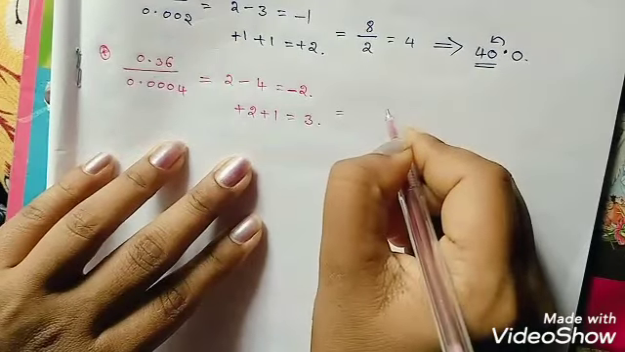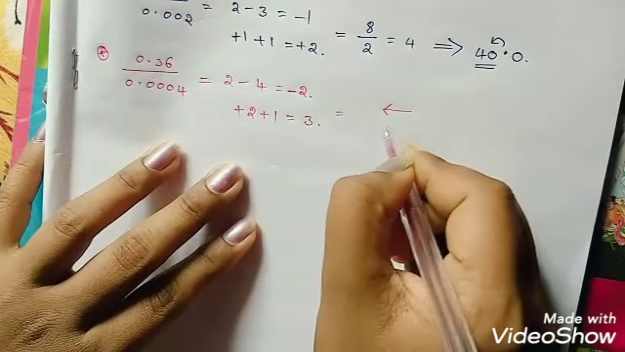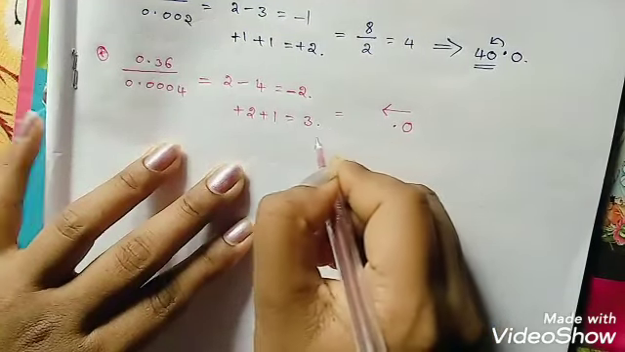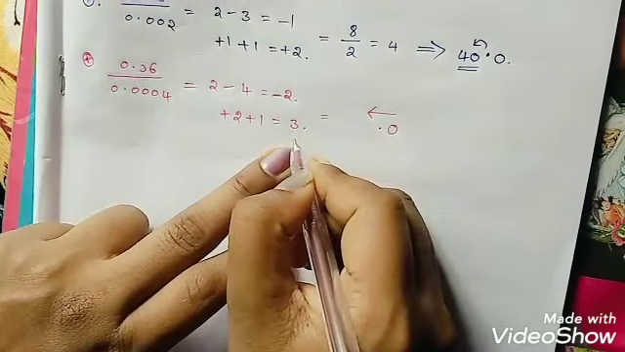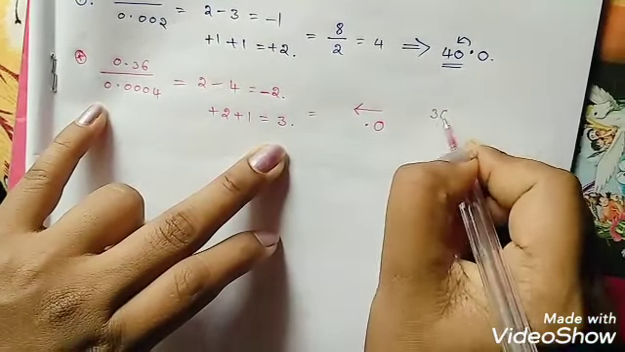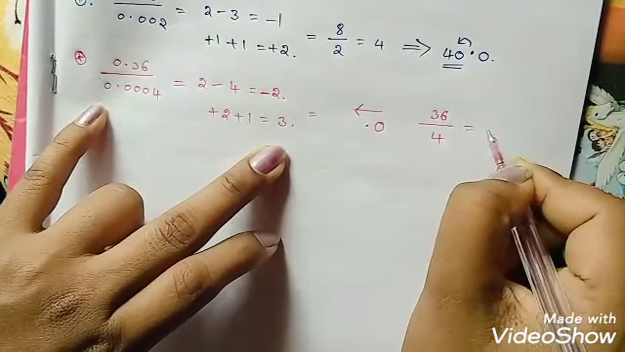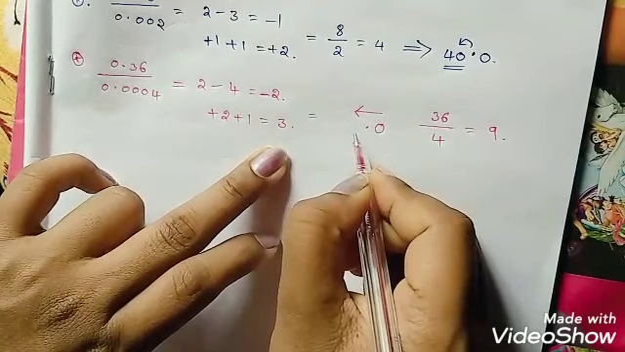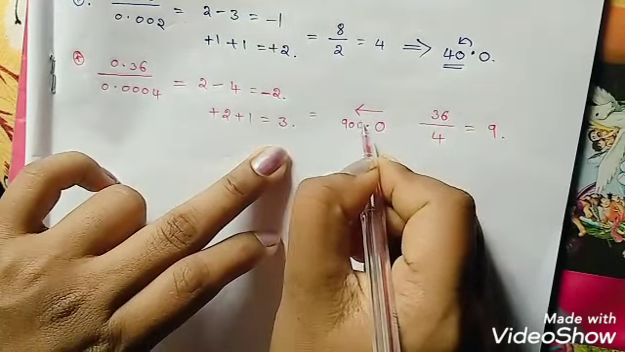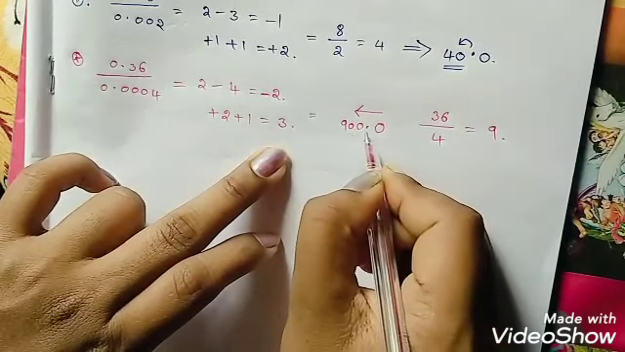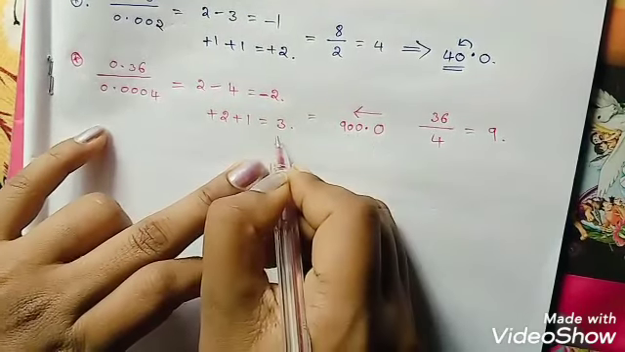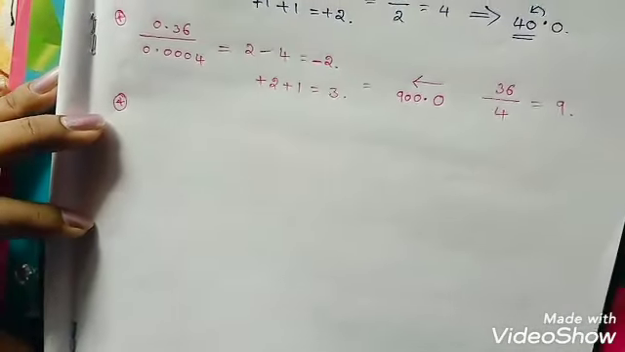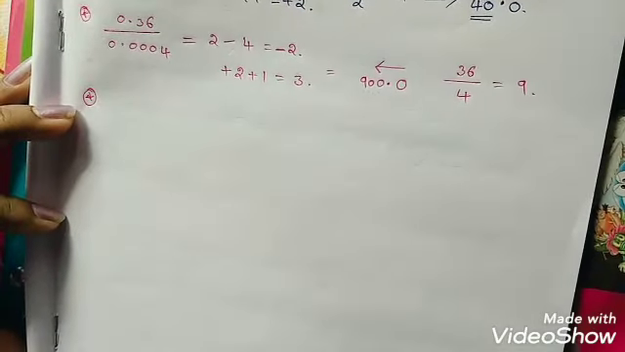That means before the decimal, here 0, before the decimal there are 3 values you should get. Directly if you do 36 by 4, the answer is 9. 9 4s are 36, right? So here before the decimal you can have 900.0. Why? Because here you got the answer 3. Let us see another example. You can get a clear idea about this.